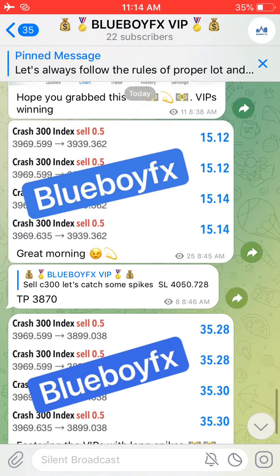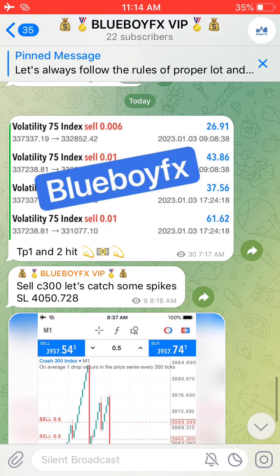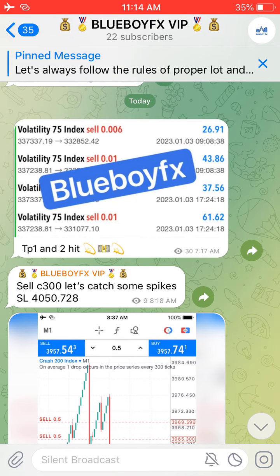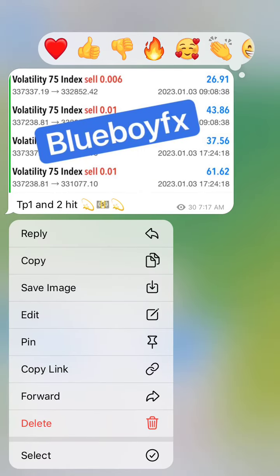When I say sleep and your trade is working for you, this is what I'm actually talking about. I woke up this morning to smash this TP. Our TP2 was hit this morning. I mean, I'm sleeping, but my money is working for me. That's what I'm actually talking about.